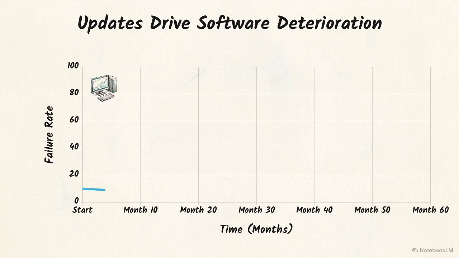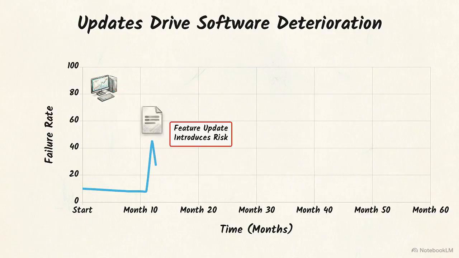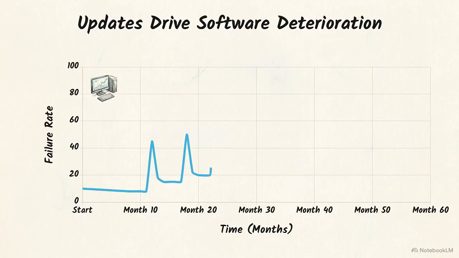This graph plots a software system's failure rate over time. When hardware wears out, physical parts degrade, but software doesn't rust. It degrades precisely because we change it. When a developer patches a bug or adds a feature, they introduce a sudden spike in the failure rate.